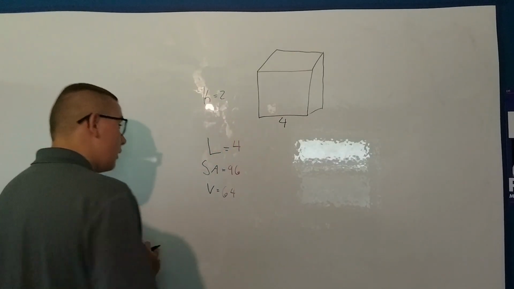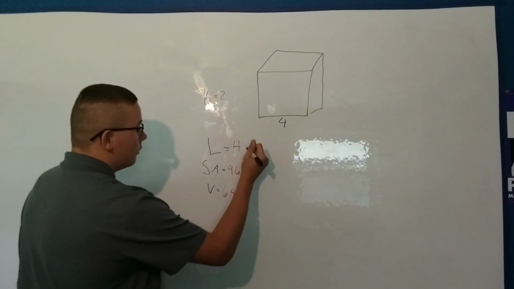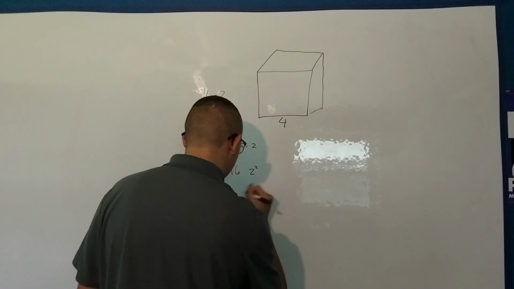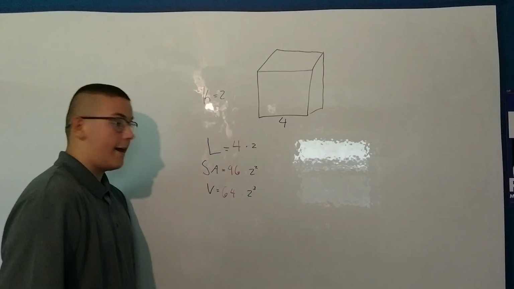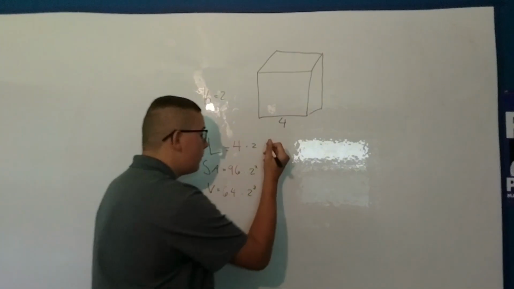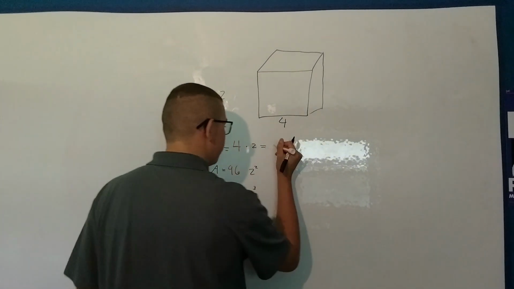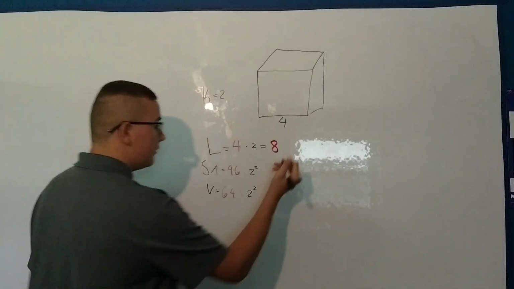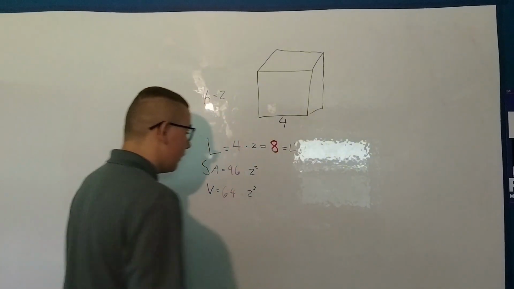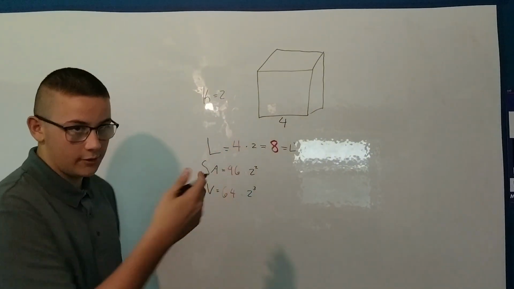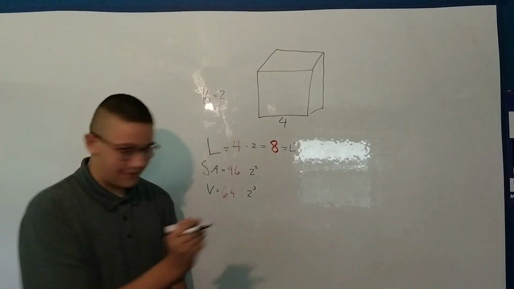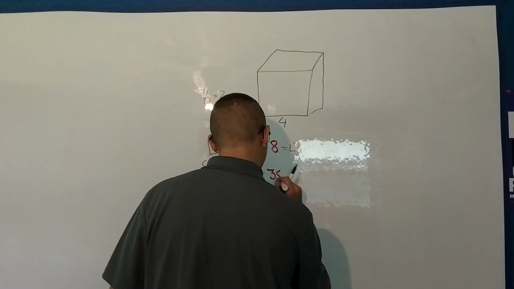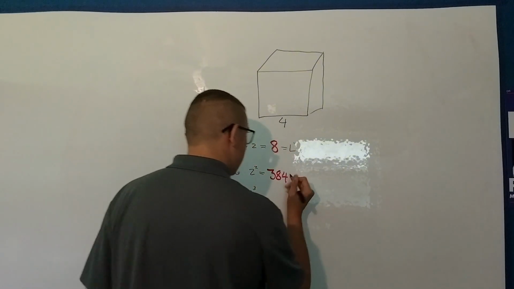Like that. And if we're scaling by a factor of 2, remember we do times 2, times 2 squared, times 2 cubed, like that. So first, 4 times 2 equals 8. Let me use the thick side. That equals 8. So 8 is our new length. If we do here, 96 times 2 squared is 4. 96 times 4 is 384. 384. And that is our new surface area.